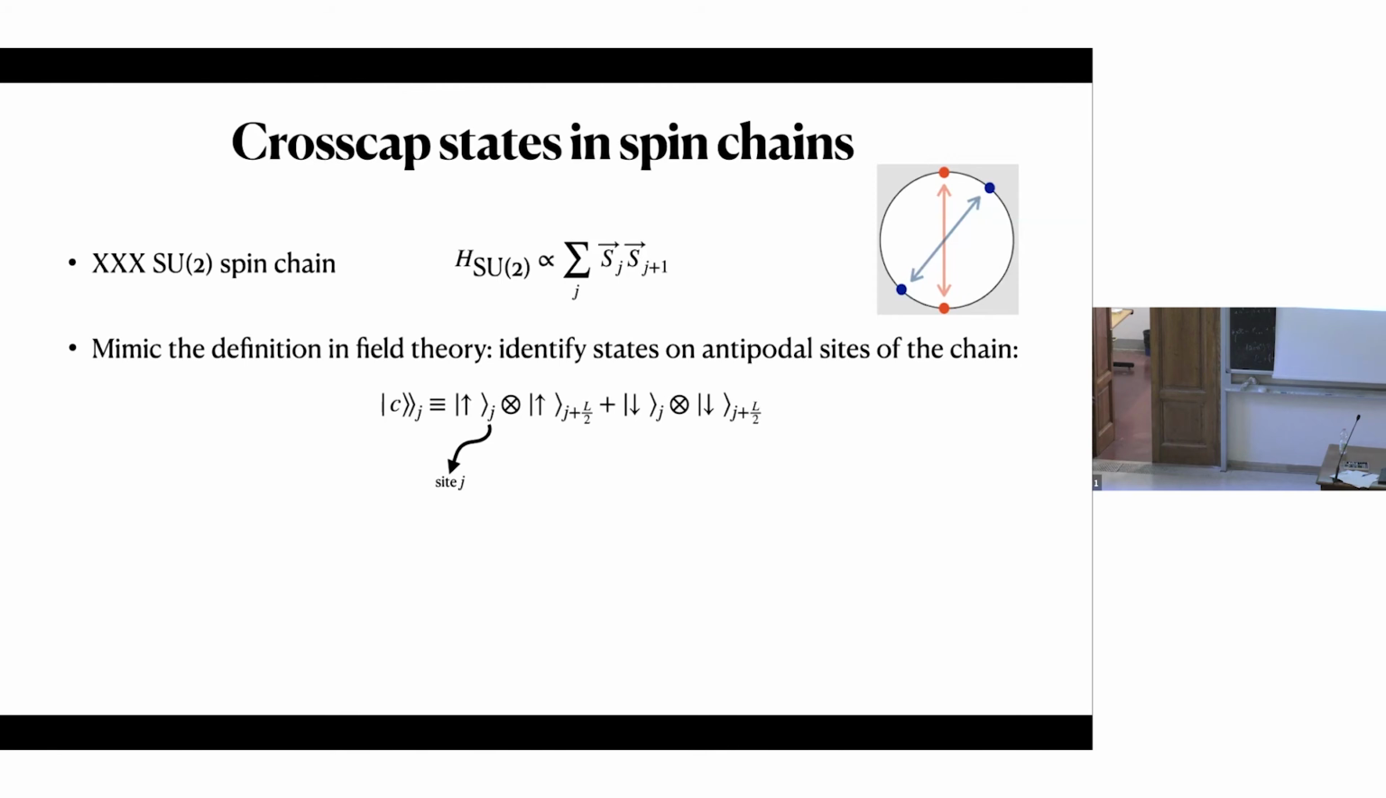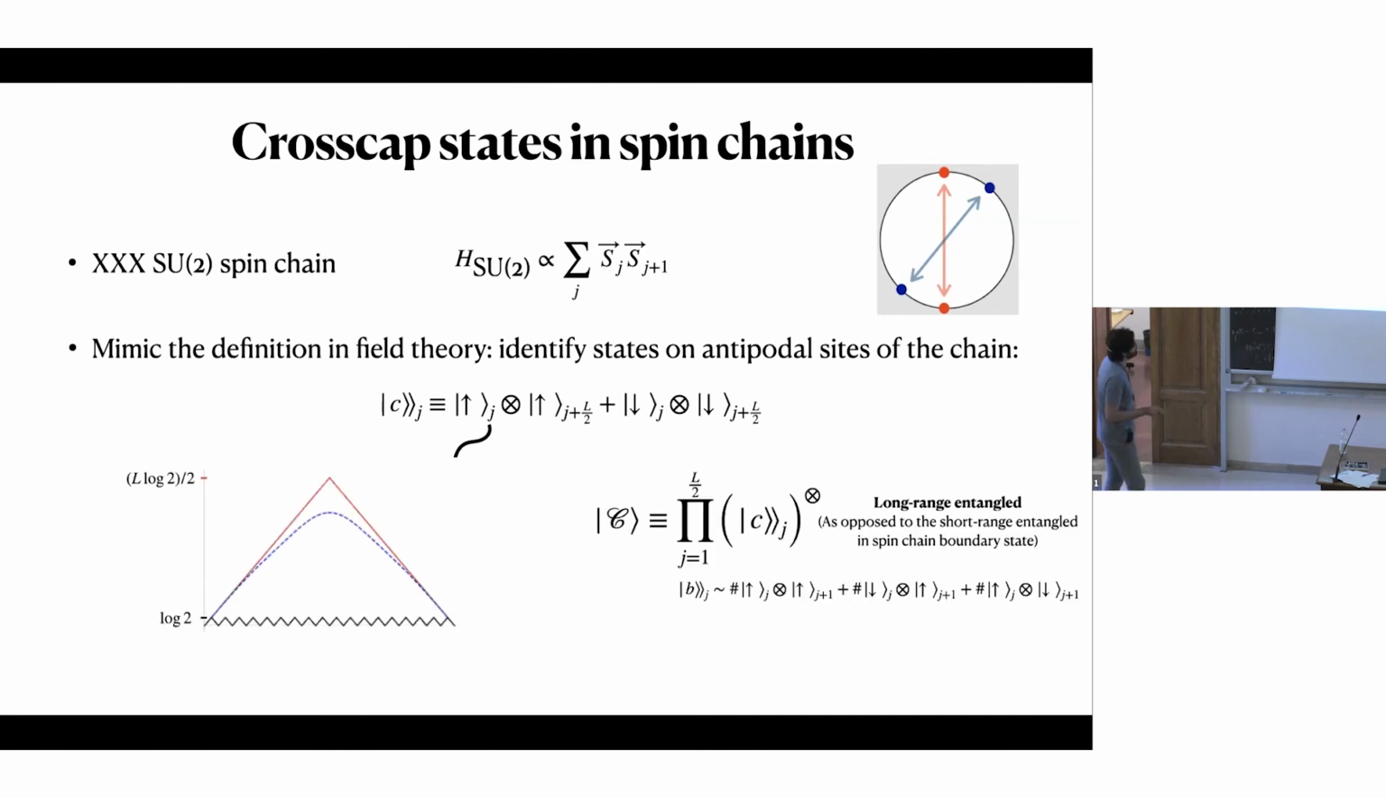So I entangle this site here with the site at the antipodal location. So that's a site j with a site j plus L over 2. So these two are entangled. So if the spin is up here, it's also up there. If it's down here, it's also down there. And then I define a cross-cap state in this way.